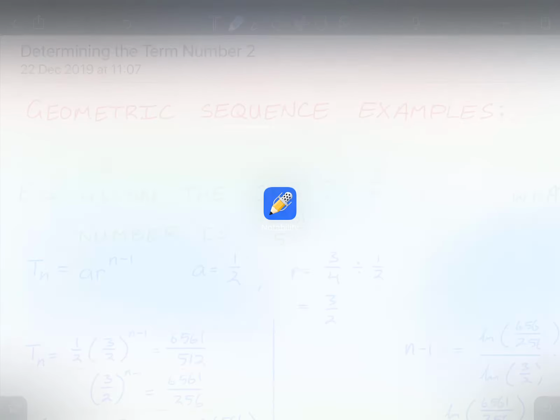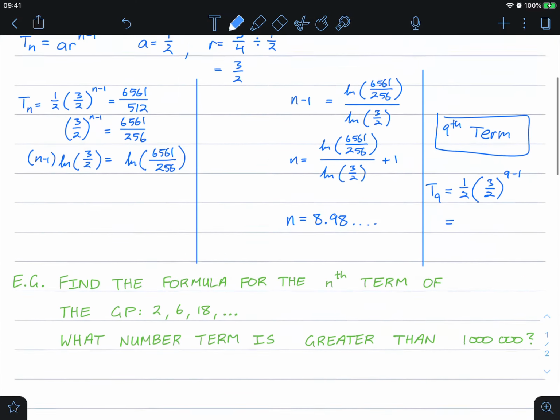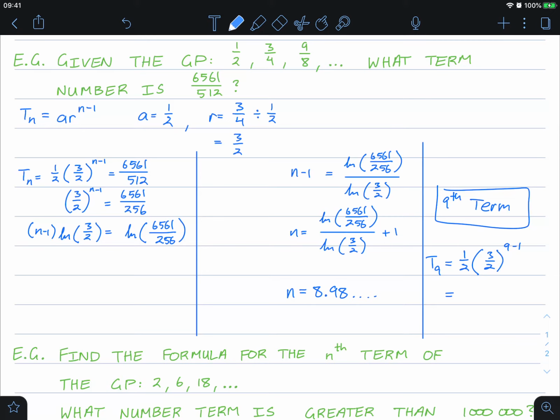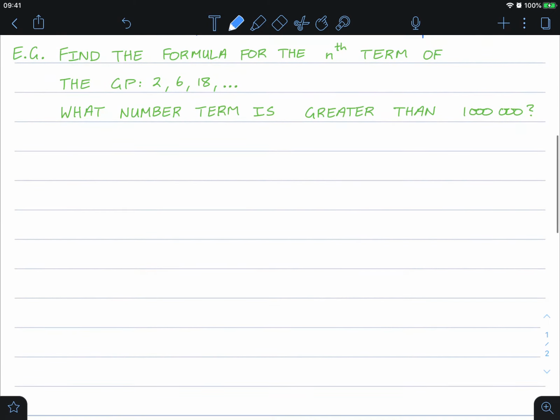Alright, so let's move on to the next question. Hope that kind of gave you an idea. There's going to be log laws whenever we do geometric progressions. So let's give this one a go. Find the formula for the nth term for 2, 6, 18, etc. And what term is greater than 1 million? Well, to find the nth term, we need a. That's just 2. R, I can see it's just times 3. That one I can do without the formula.